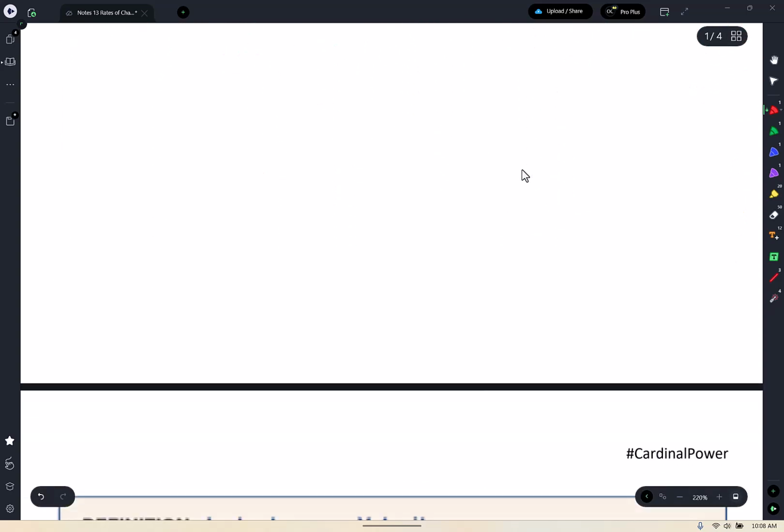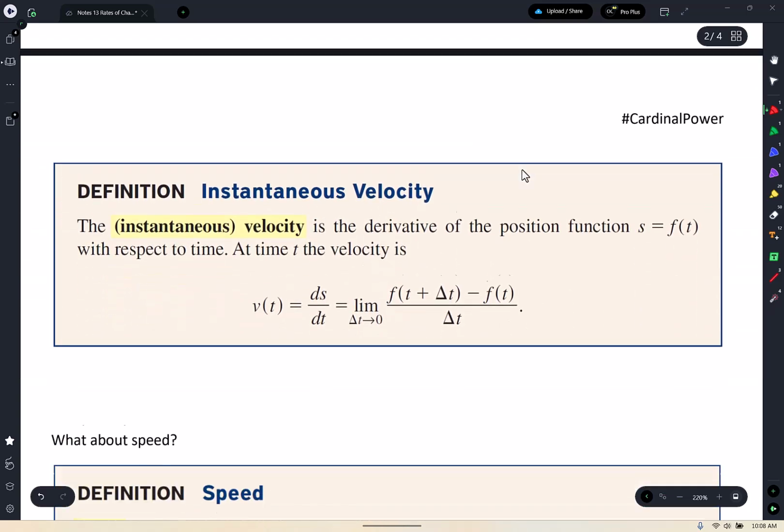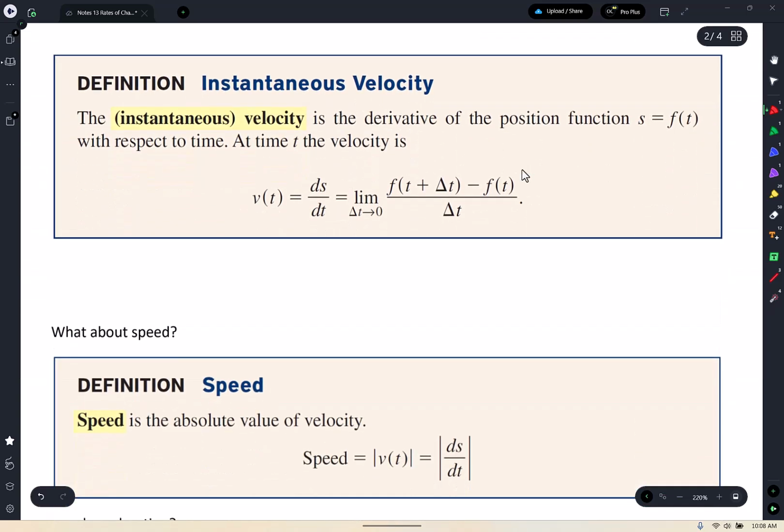All right. Instantaneous velocity is the derivative of the position function. Sometimes they call the position function s. Sometimes they call it x if it's motion on the x-axis. Sometimes they call it y if it's motion on the y-axis. We're in Cal 1, single variable. So you're either going to do motion left to right, or you're moving up and down.